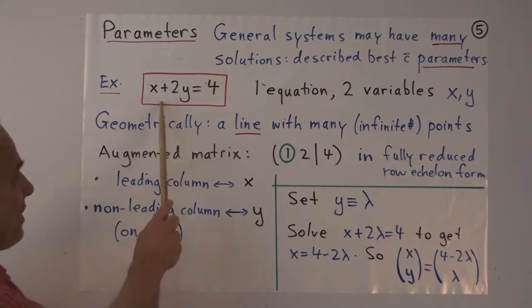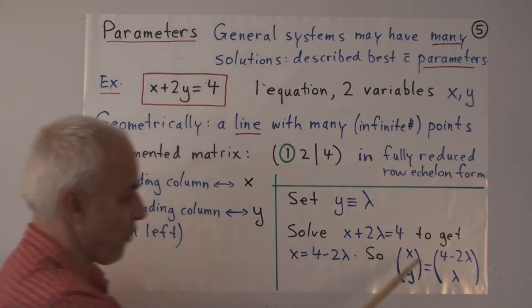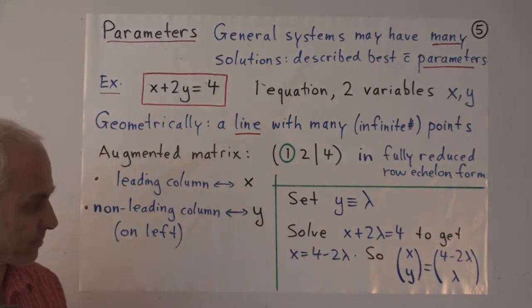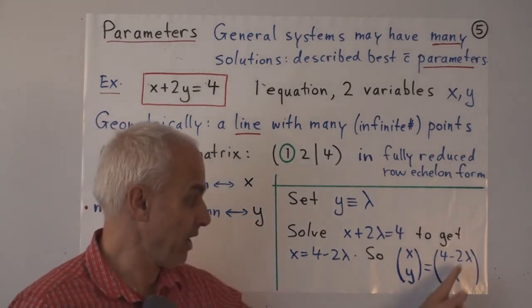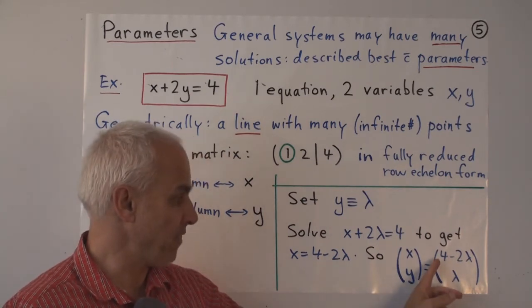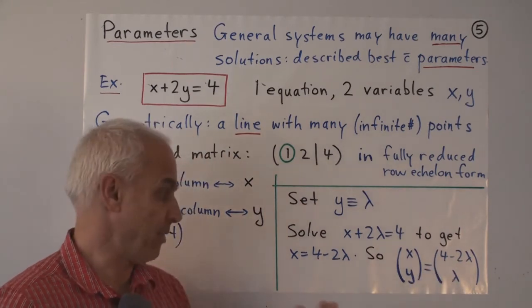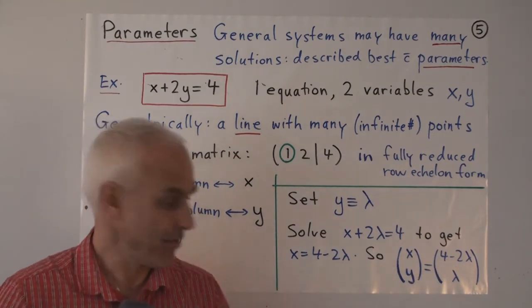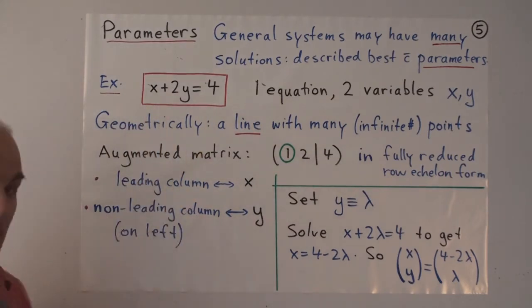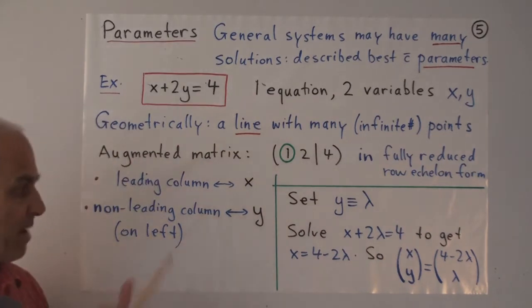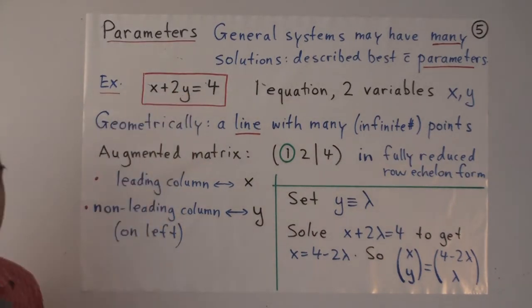So every point on this line is of the form (4 minus 2 lambda, lambda) for some value of lambda. For example, if lambda is 0, then we would get the point (4, 0). If lambda was 1, we would get the point (2, 1). If lambda was minus 1, we would get the point (6, minus 1). Those are all points lying on this line, and every point on the line is of this form. So this is a parametric solution to this very simple system of equations.